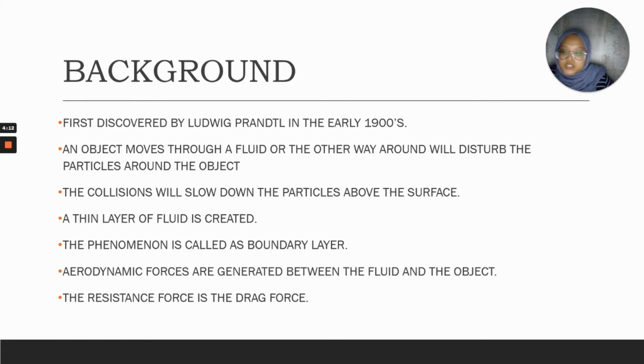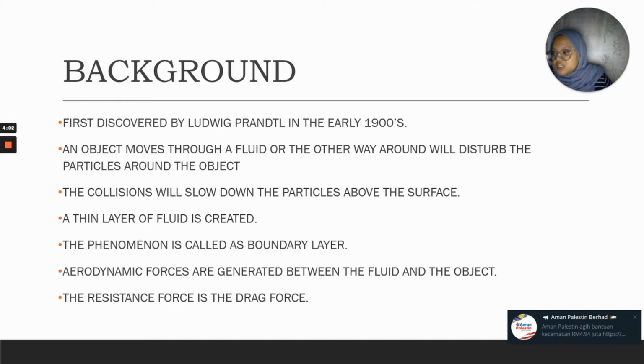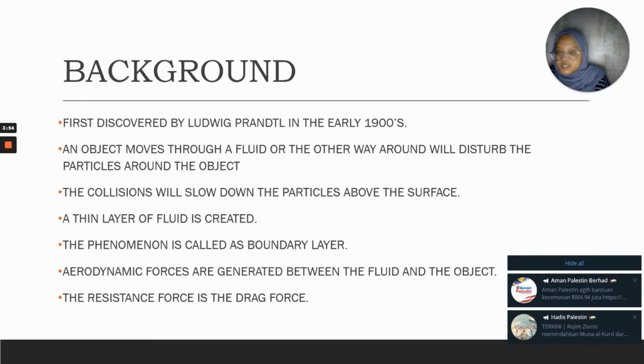These particles will slow down the flow above them. A thin layer of fluid is developed near the surface in which the velocity changes from zero at the surface of the object to the free stream value away from the surface. This phenomenon is called the boundary layer.